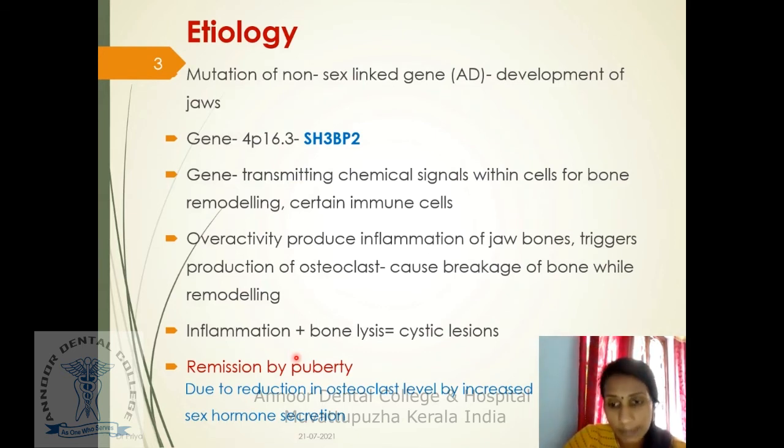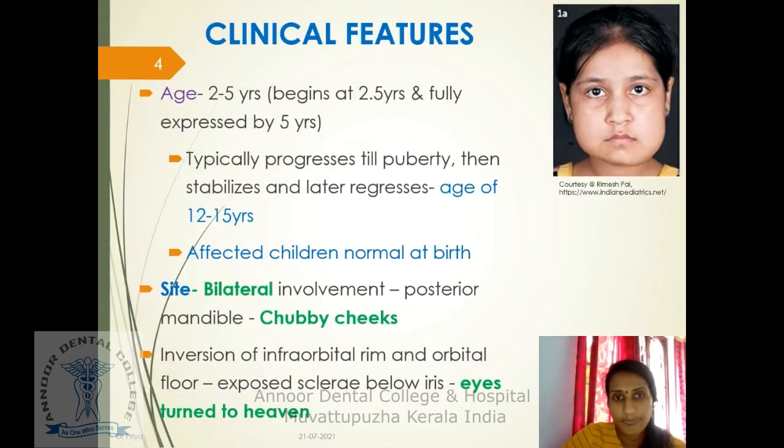So estrogen will be more, and that will lead to a decreased amount of osteoclast. So by puberty, the entire disease is going to regress. Looking at the clinical features, the most common average age group is between 2 to 5 years.